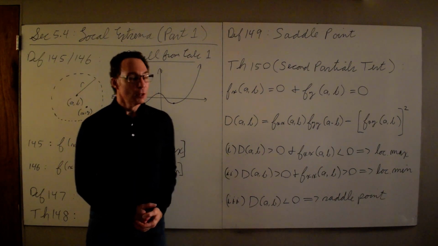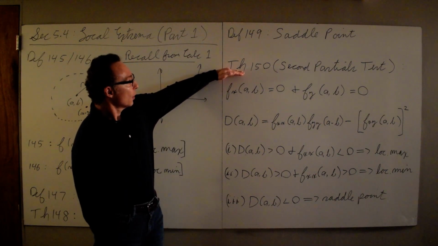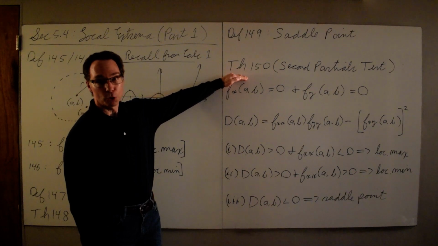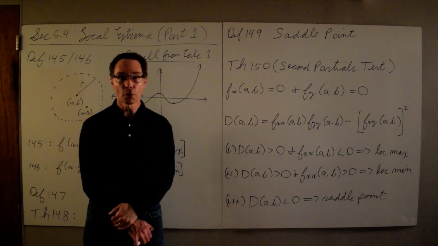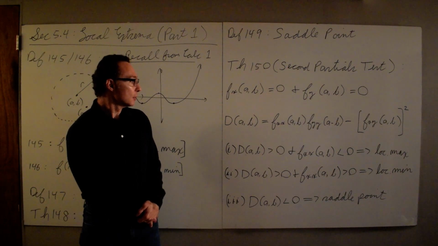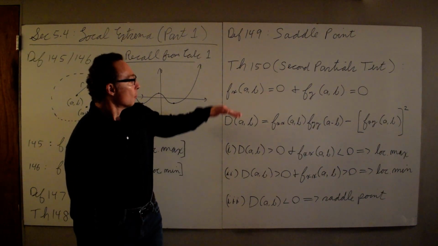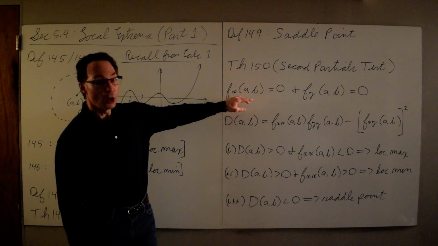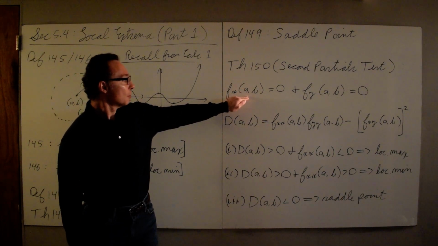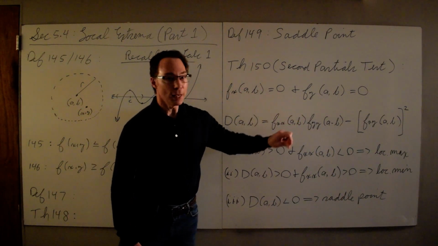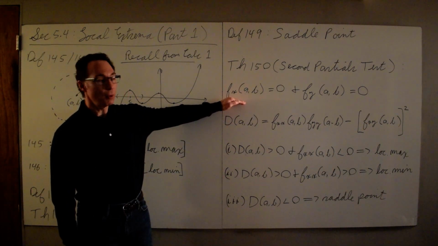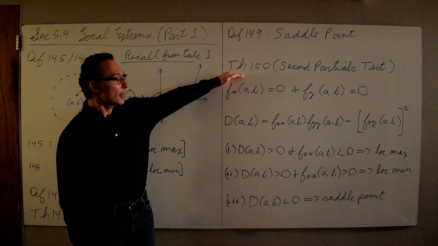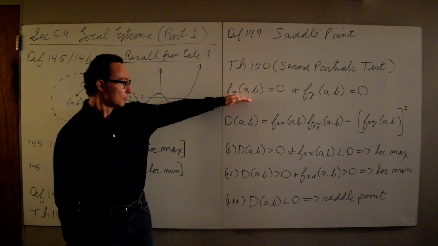And finally, theorem 150, the second partials test. We'll use the second order partial derivatives to look for local mins and local maxes. And so we're assuming we have a critical point where f sub x of (a, b) and f sub y of (a, b) are both 0. Those aren't the only kind of critical points that we have, but they're the ones that we're going to test with the second partials test.